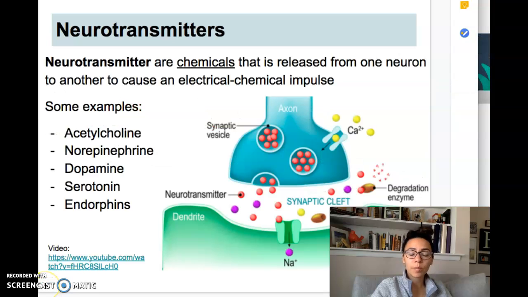So here's just another image of those neurotransmitters. Again, they're chemicals that are released from one neuron to another to cause an electrical chemical impulse. Here's a couple examples of neurotransmitters. You've probably heard of some of these: acetylcholine, norepinephrine, dopamine, serotonin, endorphins, all really important for our daily lives.